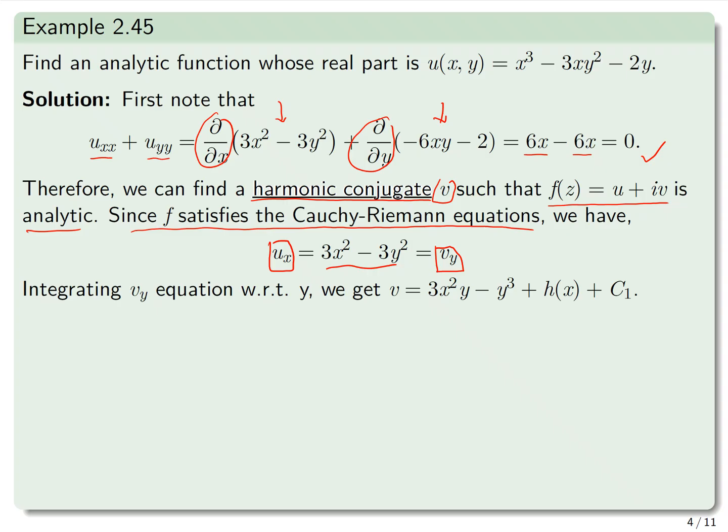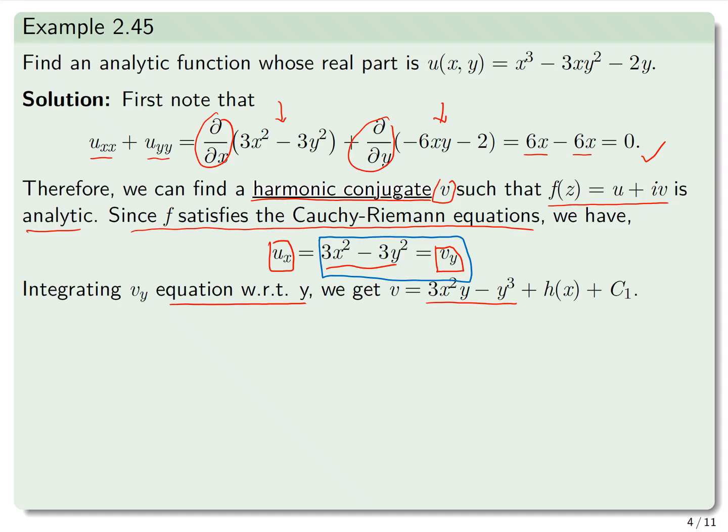So now this is the v_y equation. We only consider this part of the equation and integrate with respect to y. So when you integrate with respect to y, what happens? You get v equals 3x squared y. Remember, it's a partial integration, so you assume x is a constant, and minus y cubed.